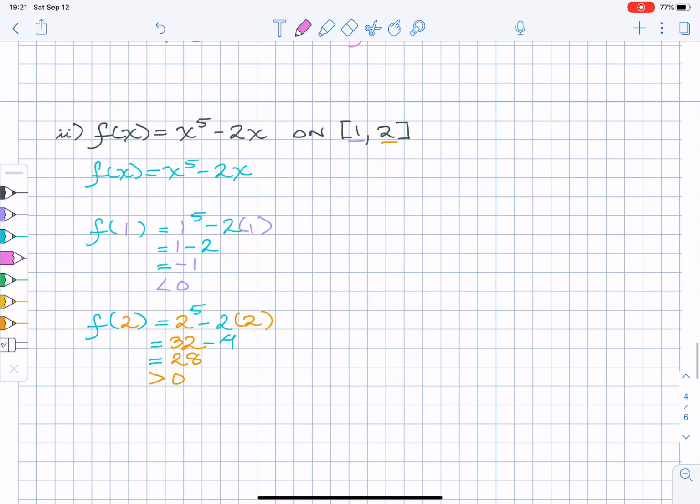So because these differ in sign, therefore, by IVT, there exists some constant C, an element of the interval between 1 and 2, such that f at C is equal to 0. I don't know what that C is, I just know that it exists.